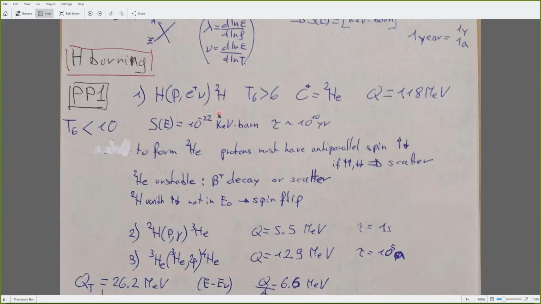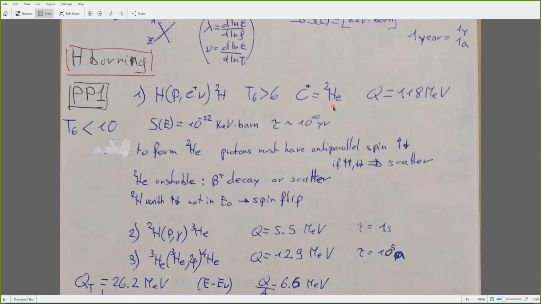Why does it take so long? Why is it complicated? The cross-section is so small because it should be the easiest reaction, since Z is just 1. The problem is the spin. To form the intermediate compound, the unstable nucleus helium-2, you need two protons in the same level. They cannot have the same spin. They have to be antiparallel.